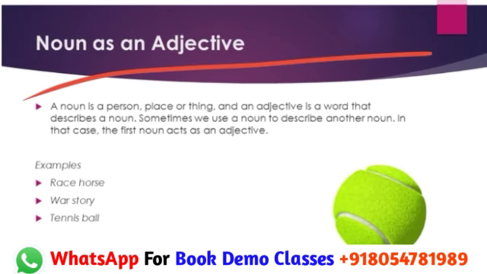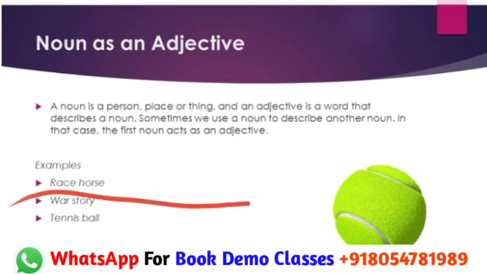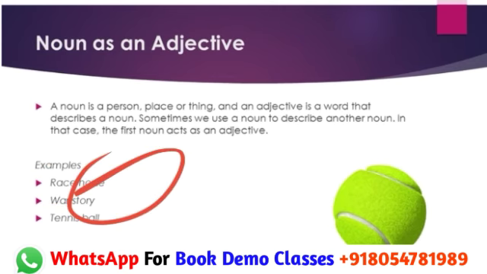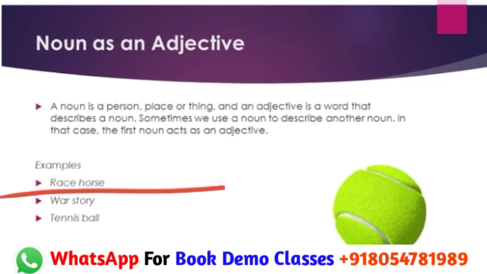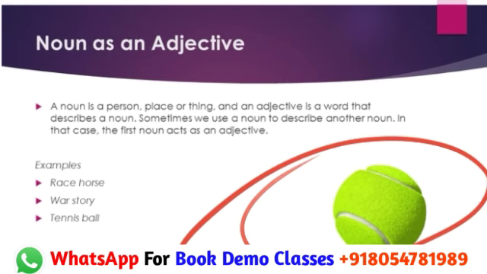Next you have noun as an adjective. So noun can be an adjective also. How? Because there are certain nouns which if put in front of another noun will give you another noun. Right? So in that case the first noun will act as an adjective. Like you have race horse. So race is also a noun, horse is also a noun. But race horse defines a horse which is running in a race. Like tennis ball is representing a ball which is used for tennis, which is specific to tennis, that's a tennis ball.